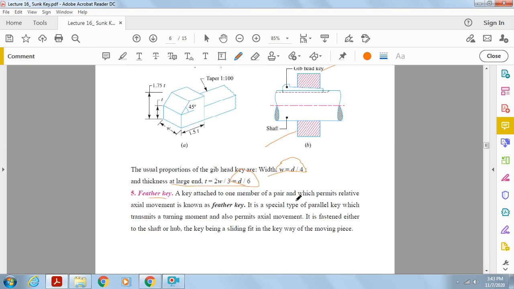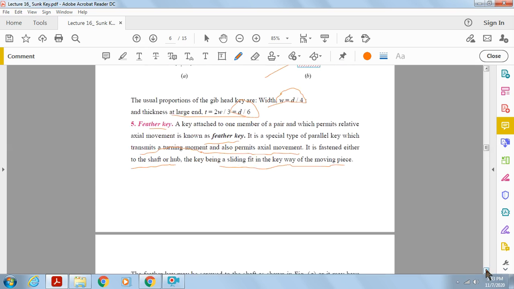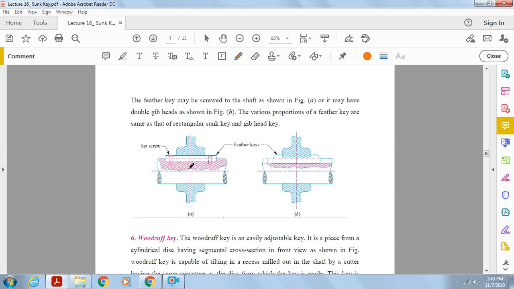Next come to the feather key. A key attached to one member of a pair, and which permits the relative axial movement, is known as the feather key. It is a special type of parallel key which transmits a turning moment and also permits the axial movement. It is fastened either to the shaft or hub, the key being a sliding fit in the keyway of the moving piece. So here you see this is the feather key. The feather key may be screwed to the shaft as shown in figure A, or it may have double gib head as shown in figure B.